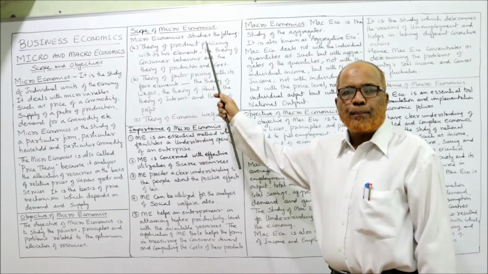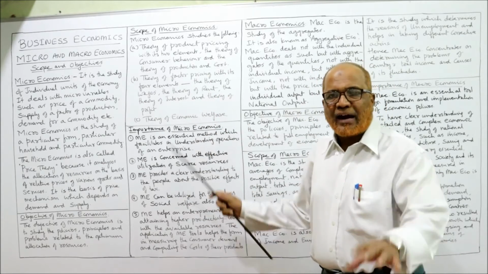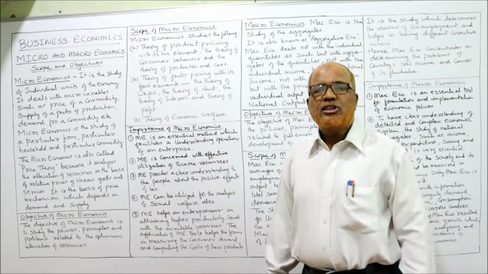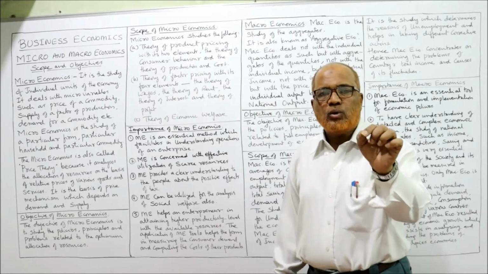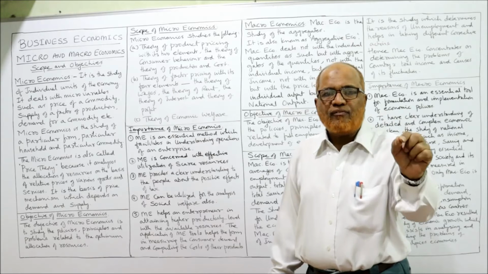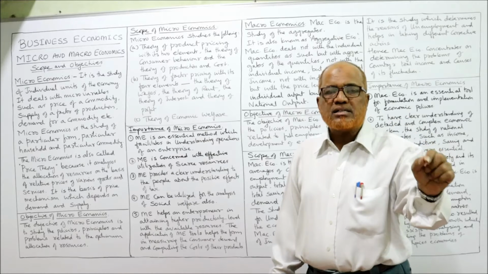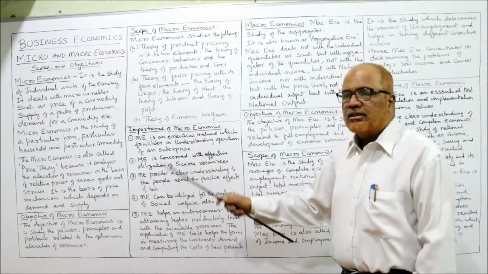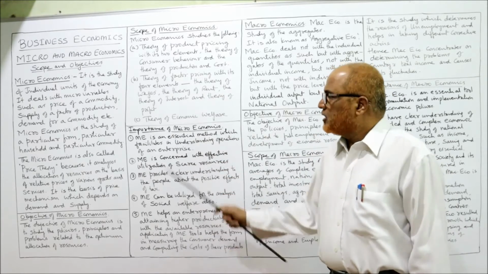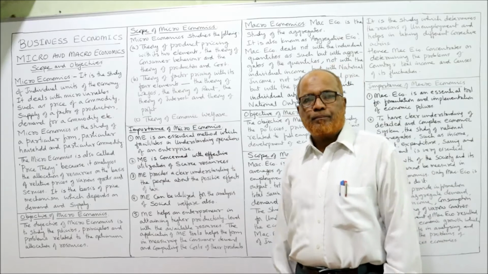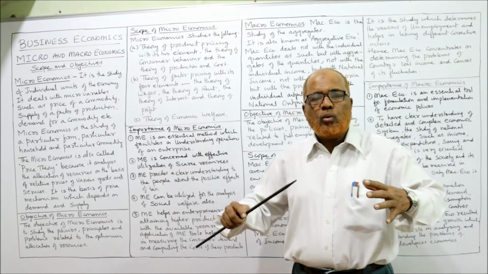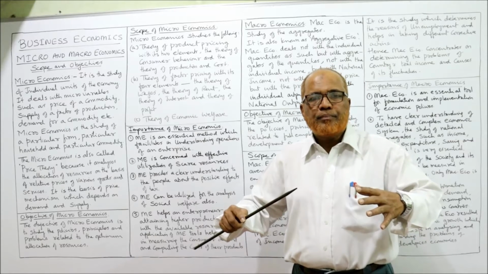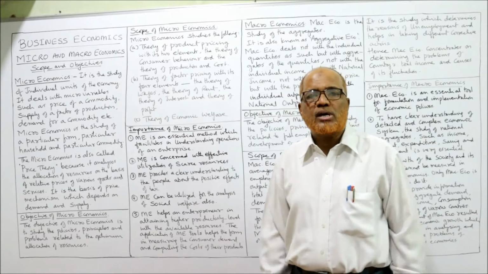These 2 are the elements of product pricing. For factor pricing, we have 4 elements: theory of wages, theory of rent, theory of interest, and lastly, theory of profit. Next one is third scope: theory of economic welfare. That means the economy, how the individual firm is providing the service to the society.